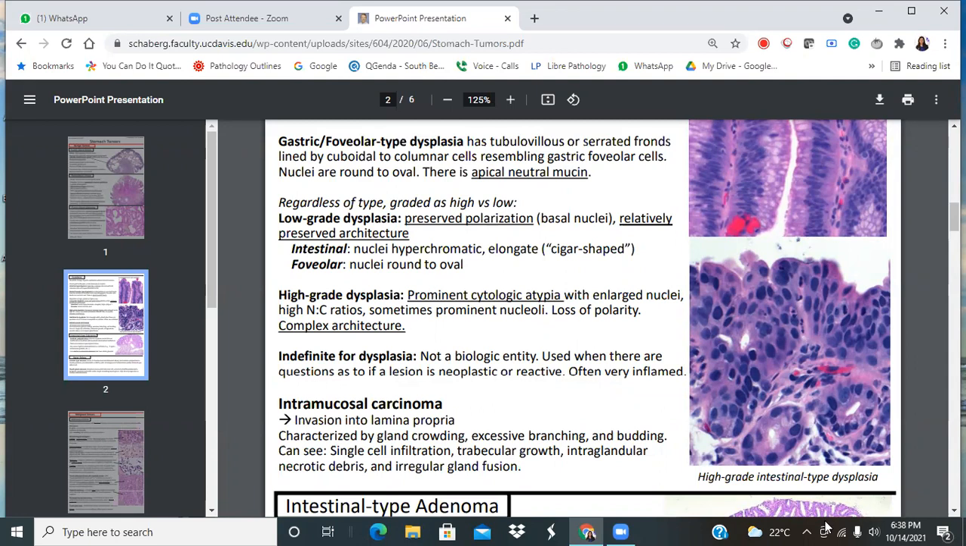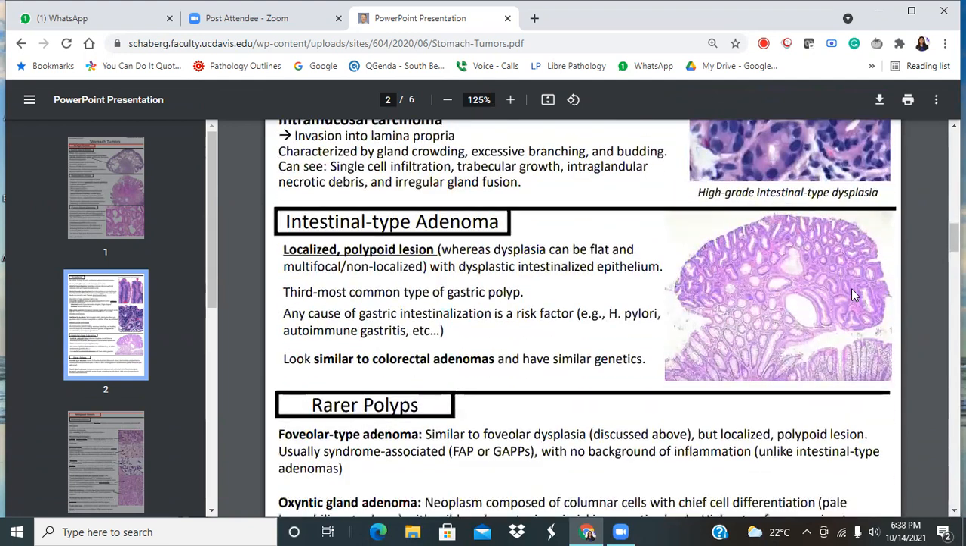All right. So intestinal type adenoma is a localized polypoid lesion, whereas dysplasia can be flat and multifocal, non-localized with dysplastic intestinalized epithelia. It is the third most common type of gastric polyp. Any cause of gastric intestinalization is a risk factor, for example, H. pylori, autoimmune gastritis, etc. They look similar to colorectal adenomas and have similar genetics.